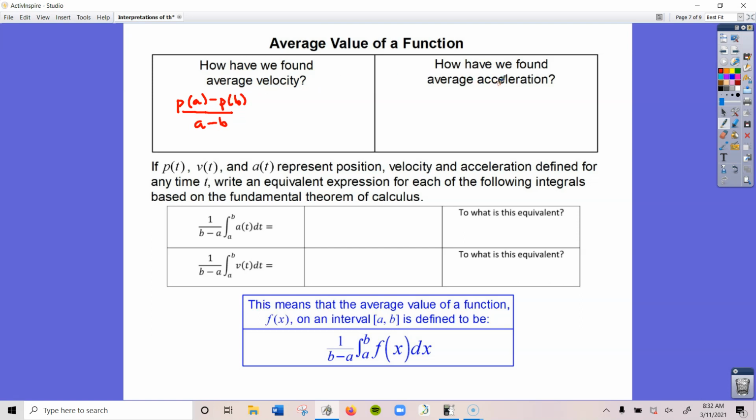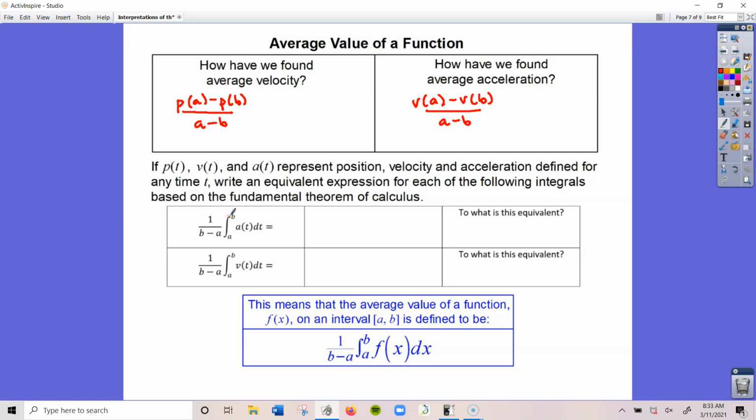And how we found average acceleration, that is V of A minus V of B over A minus B, since average acceleration is the slope of the secant line of the velocity function. Now the average value of a function is when you multiply 1 over B minus A times the integral from A to B of your function.